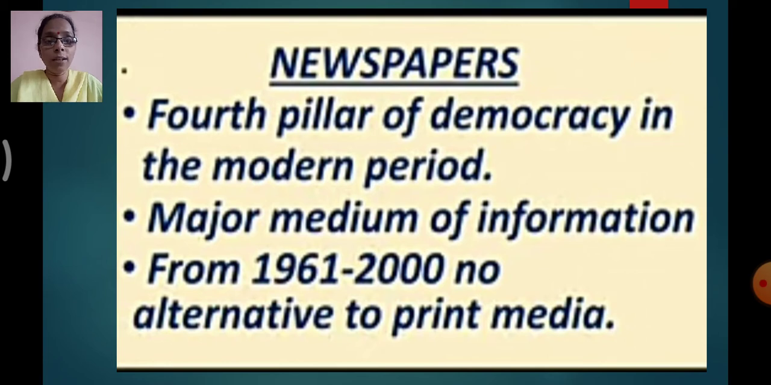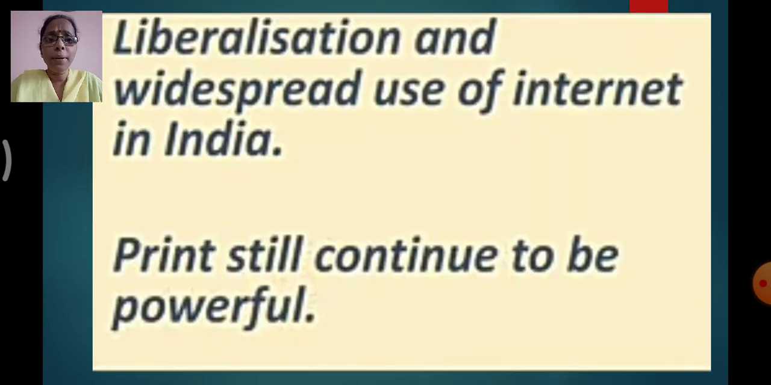From 1961 to 2000, there was no other alternative to print media. So it was through newspapers, magazines, periodicals, etc. that information was provided to the people, and social awareness was created amongst the people. Then came liberalization and widespread use of the internet in India. As science and technology developed, there was liberalization and freedom for the widespread use of the internet. Now within a fraction of a second, all information is available to us, right? It is because of the free use of the internet, the technology that is made in India. But even though it is so, we find that print media still continues to be powerful.